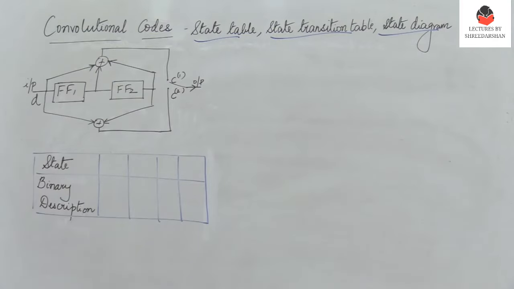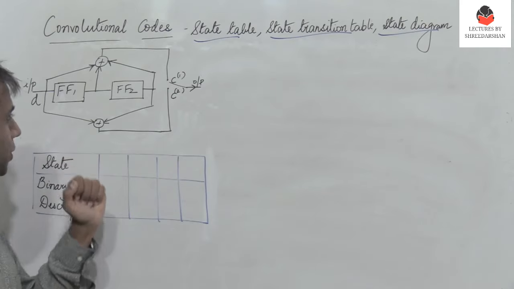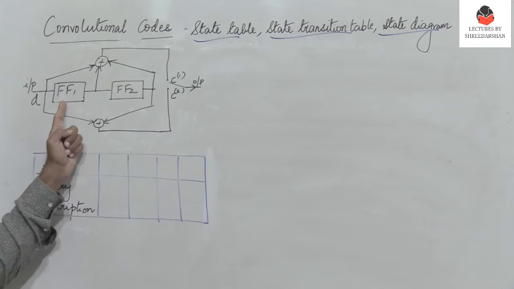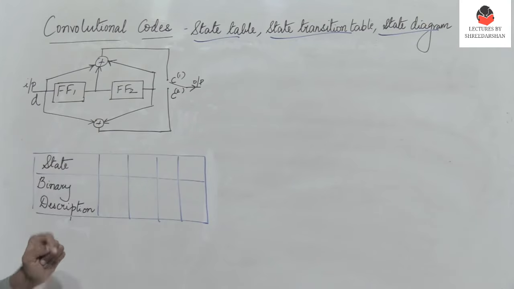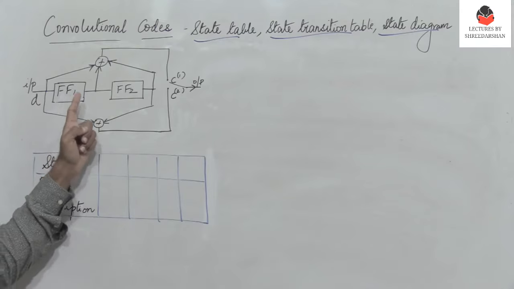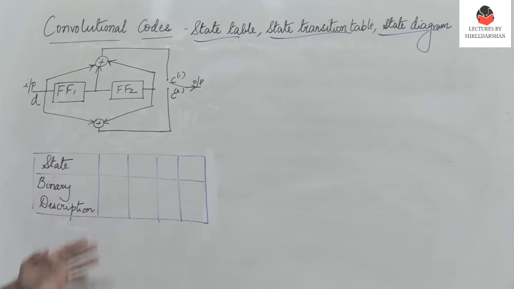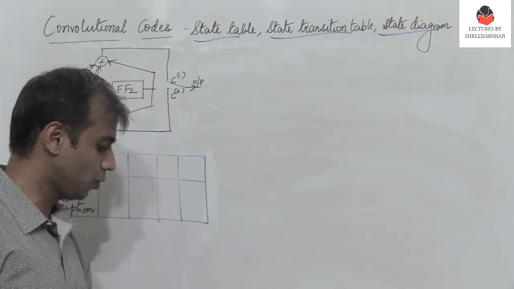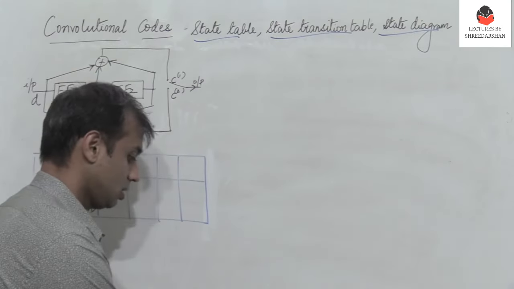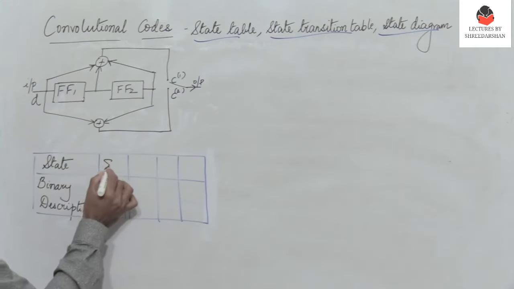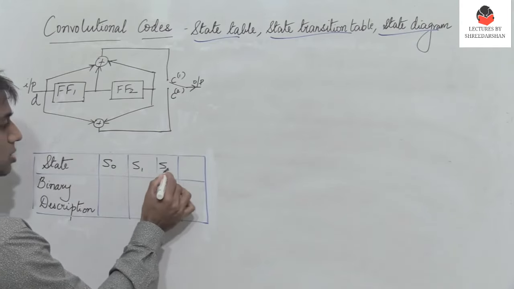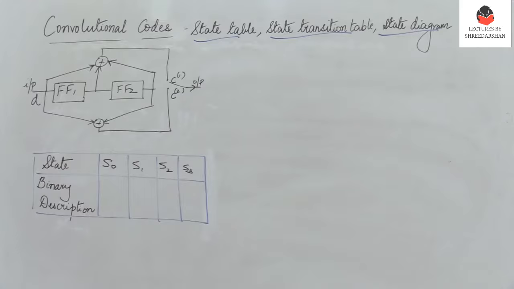Now in order to write the state table, we need to identify the number of flip-flops present, which indicates the state. Since there are two flip-flops, the condition could be either 0, 0, 0, 1, 1, 0 or 1, 1, isn't it? So since you have two flip-flops, I basically have four states, and these four states can be written as state S0, state S1, S2 and S3.